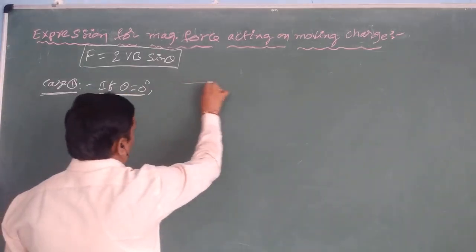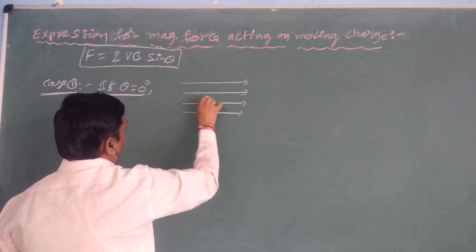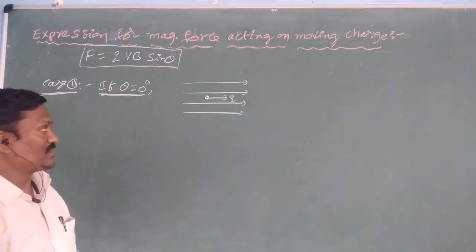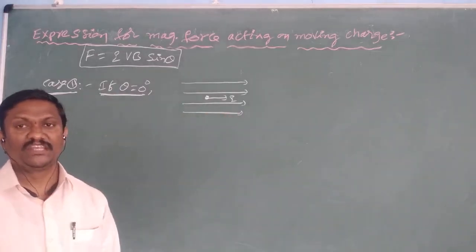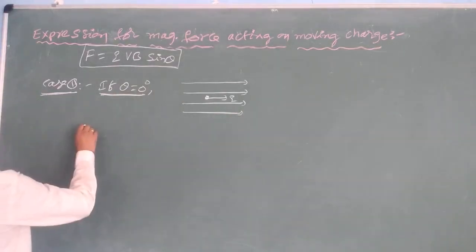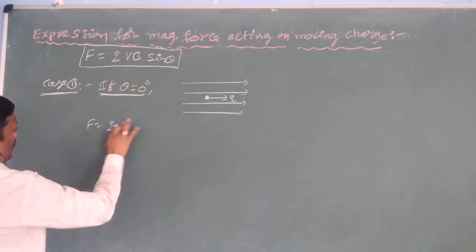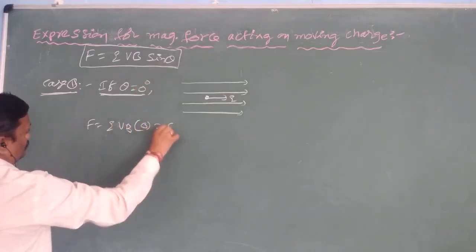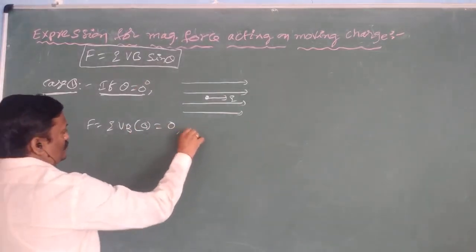For example, take a magnetic field. If any charge Q is moving in the direction of the magnetic field, then the theta value is 0. Then the force F is equal to QVB into sine 0. Sine 0 value is 0, and 0 into anything is 0. Then no force is acting.